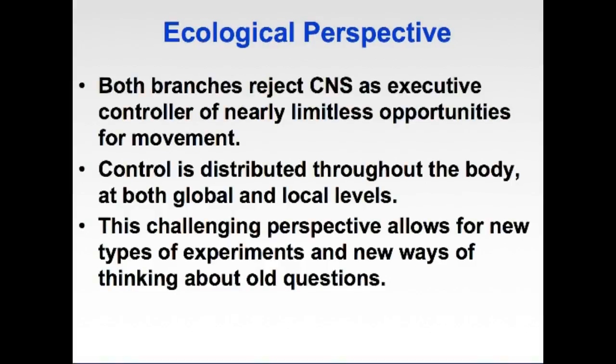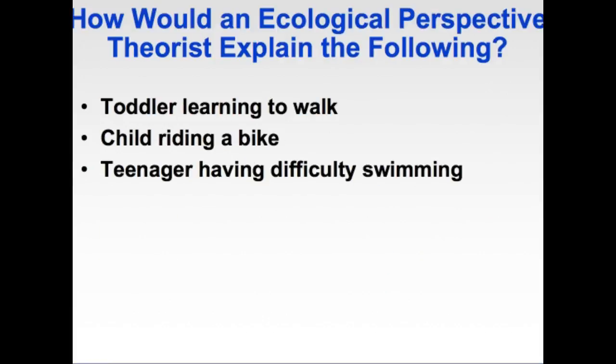The ecological perspective: both branches reject the central nervous system as executive controller of nearly limitless opportunities for movement. Control is distributed throughout the body at both a global and local level. This challenging perspective allows for new types of experiments and new ways of thinking about old questions. How would an ecological perspective theorist explain the following? Toddler learning to walk, a child riding a bike, or a teenager having difficulty swimming.